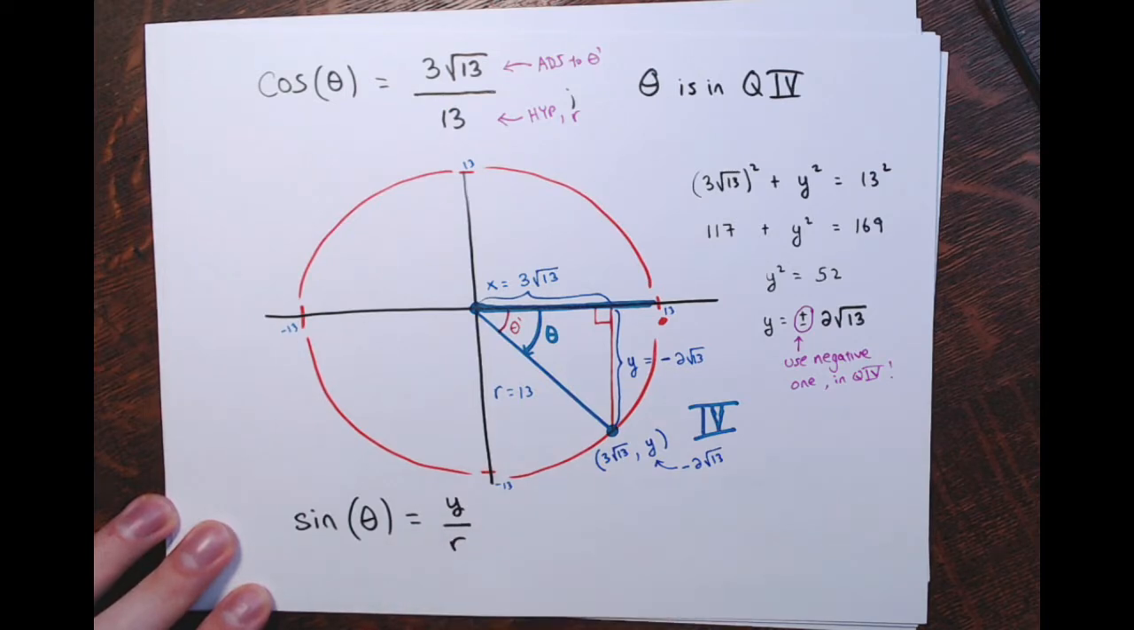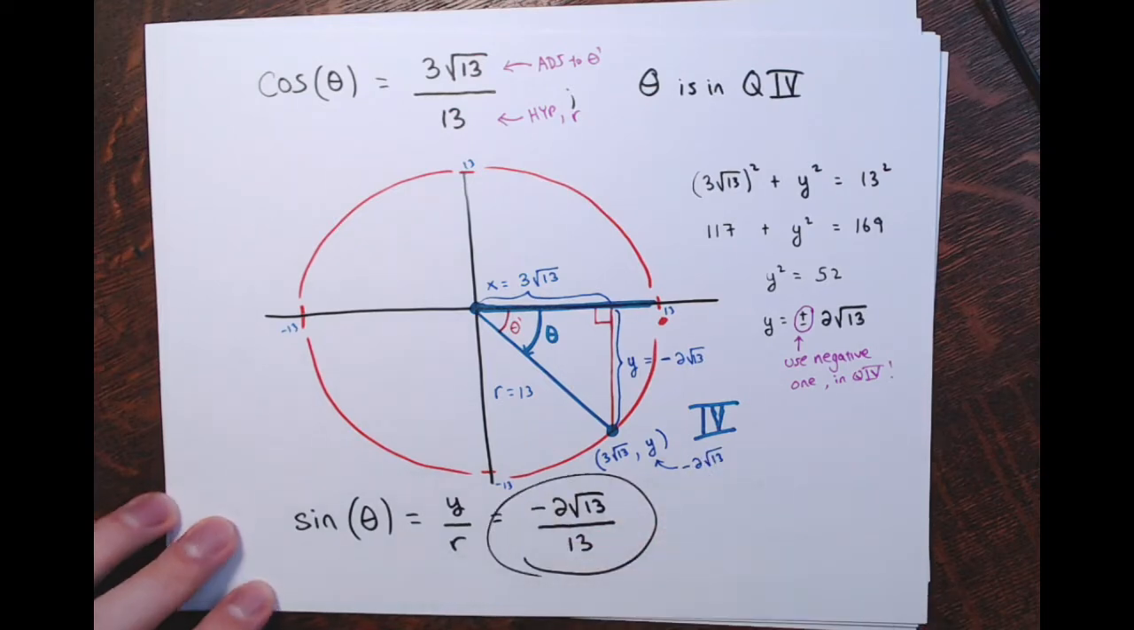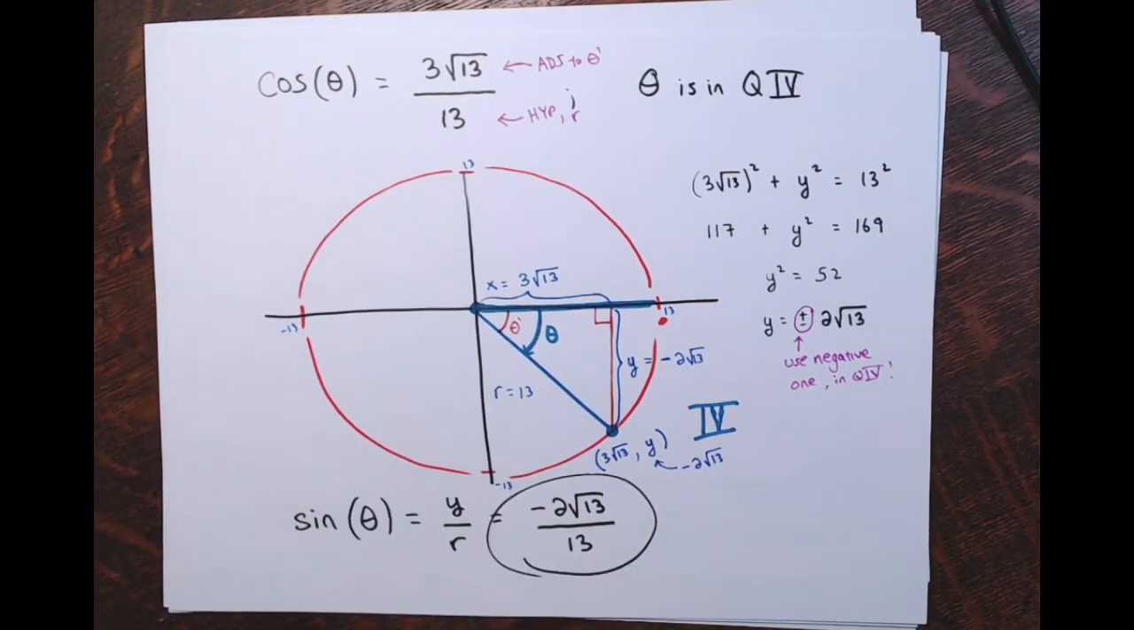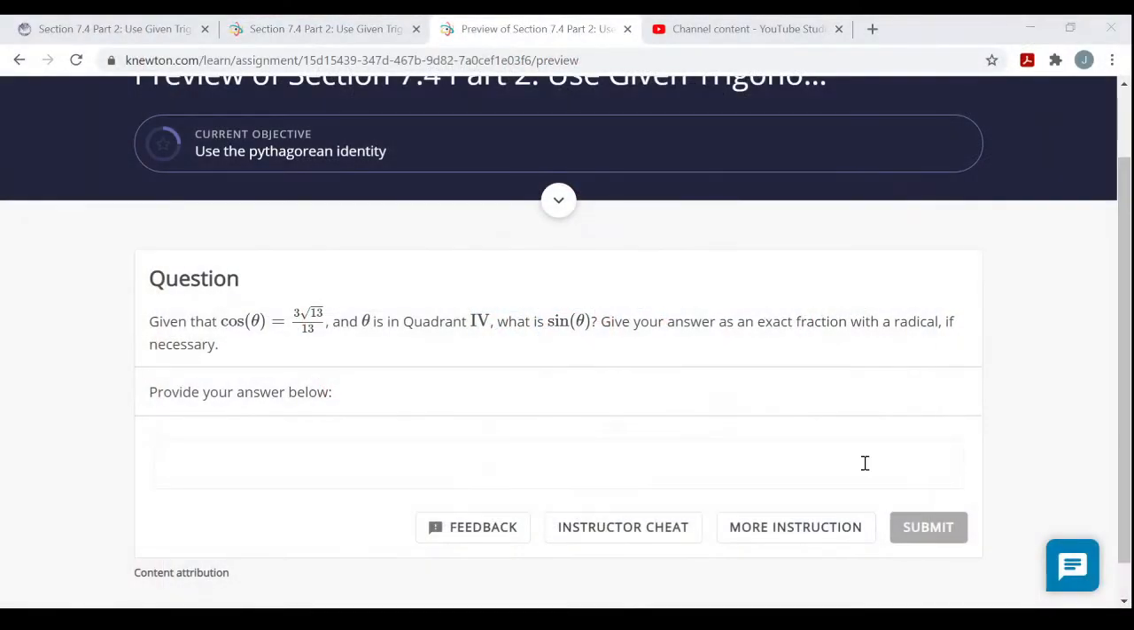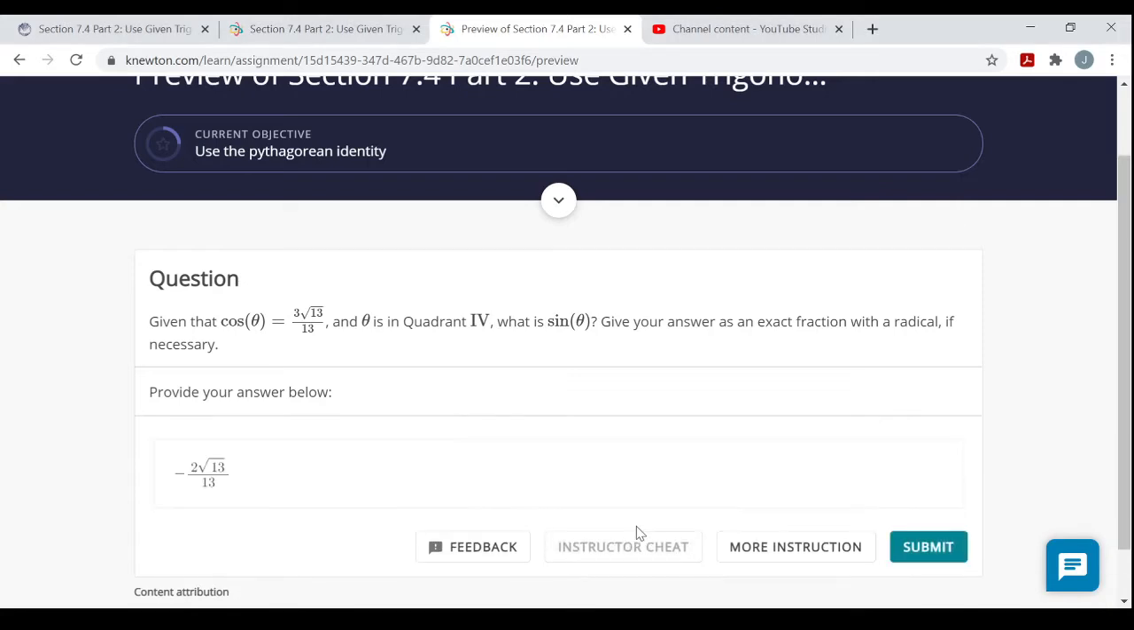The radius, r. And again, r is always positive. This time, though, the y-coordinate is negative 2 times the square root of 13 divided by r, which is 13, right? And again, it should be negative. In quadrant 4, y-coordinates are negative, so sine would be negative. And that's what I'll enter. All right, I'm just going to do the cheat and show you. There you go. I would enter negative 2 times the square root of 13 over 13. Beautiful.